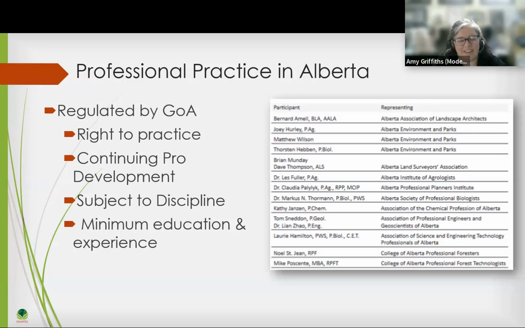All right. So we'll just talk a little about the professional practice in Alberta. The wetland professional practice standards built upon what unifies all professionals, which is that all the professional organizations are regulated by the government of Alberta, who allows these organizations to regulate the practice of their members. The professional legislation defines the right to practice, as well as three main regulatory mechanisms, which are continuing professional development, disciplinary procedures and discipline options, as well as the minimum education and experience.